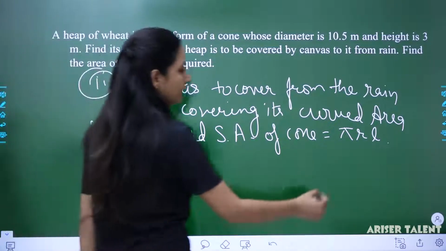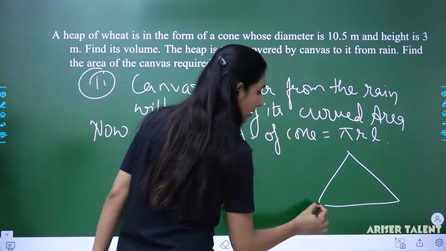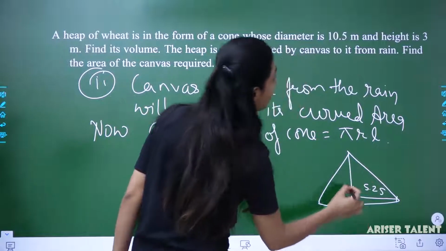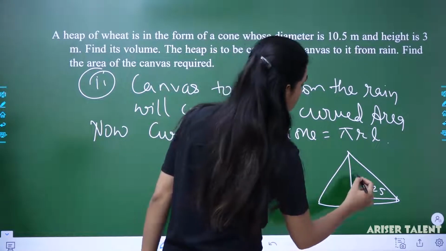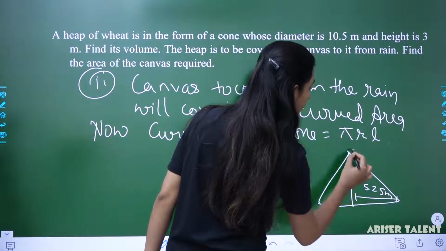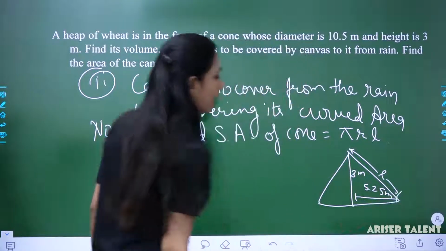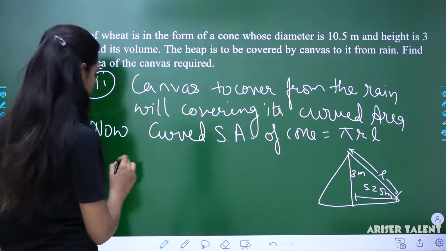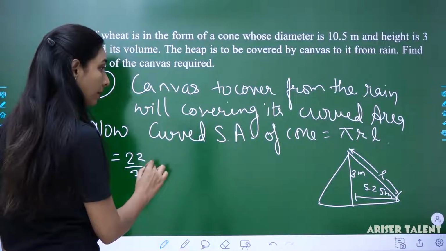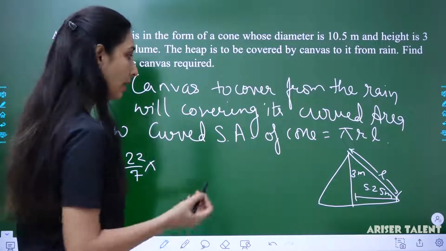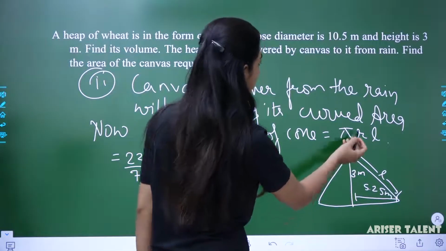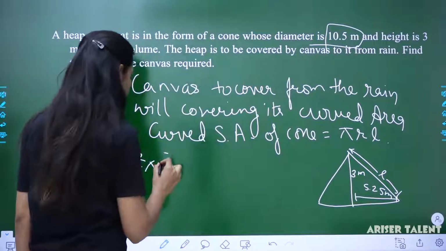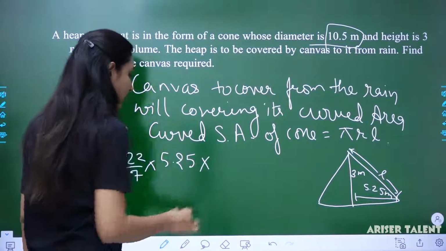Okay, so we'll be having this as 5.25. This height was 3 meters and we did not know about this L. Okay, right. Now we have to find it. The pi RL, 22 by 7 multiplied by R. Now what is R? R is given as 10.5 meters. That means 5.25 meters is the radius.